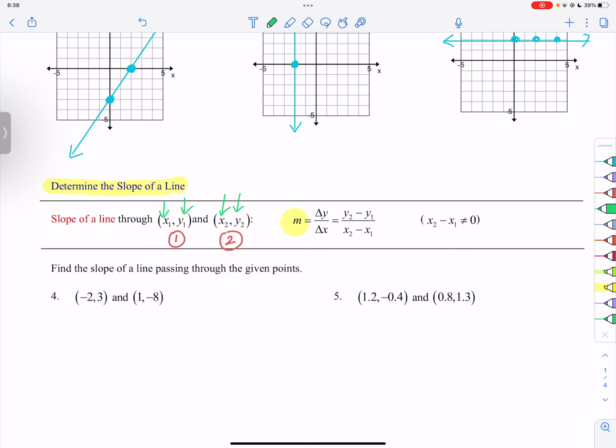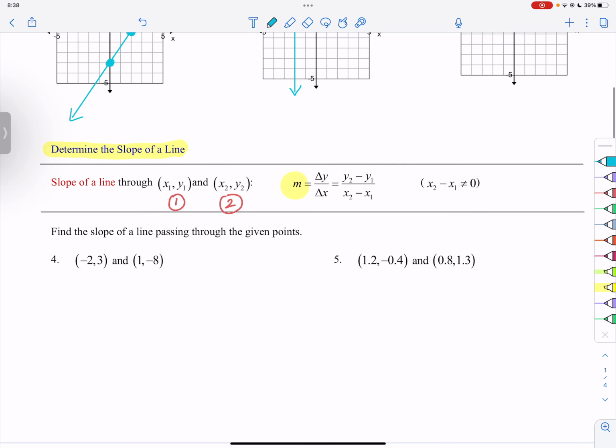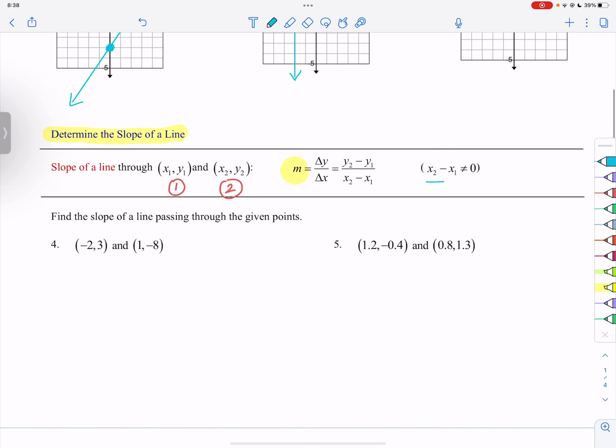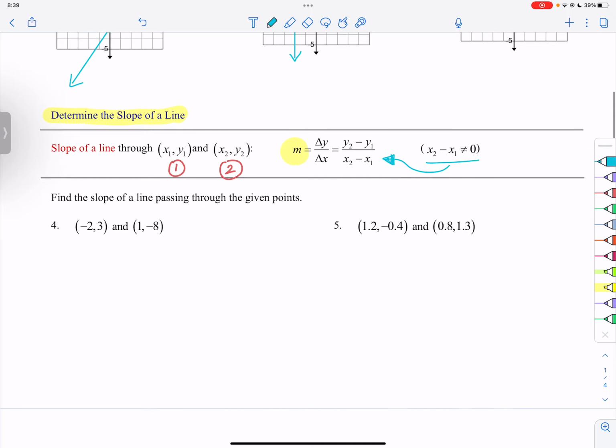One thing that we need to make sure we do is be consistent. As you can see, this is the y value of the second point, and this is the x value of the second point. So you do have to subtract those in the same order. Also, x2 minus x1 cannot be equal to 0 because that would make the denominator equal to 0, and the slope would be undefined if that was the case.